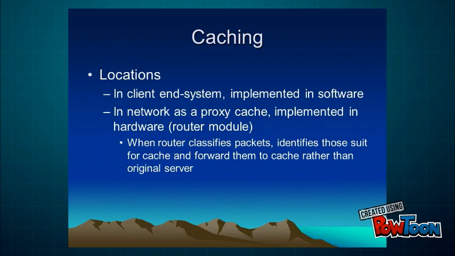Where is caching implemented? In client-end system, it is implemented in software, and in network, it is implemented in hardware or a root model. When a router classifies packets, it identifies those that are suitable for cache and sends them to a proxy server rather than to the original server.